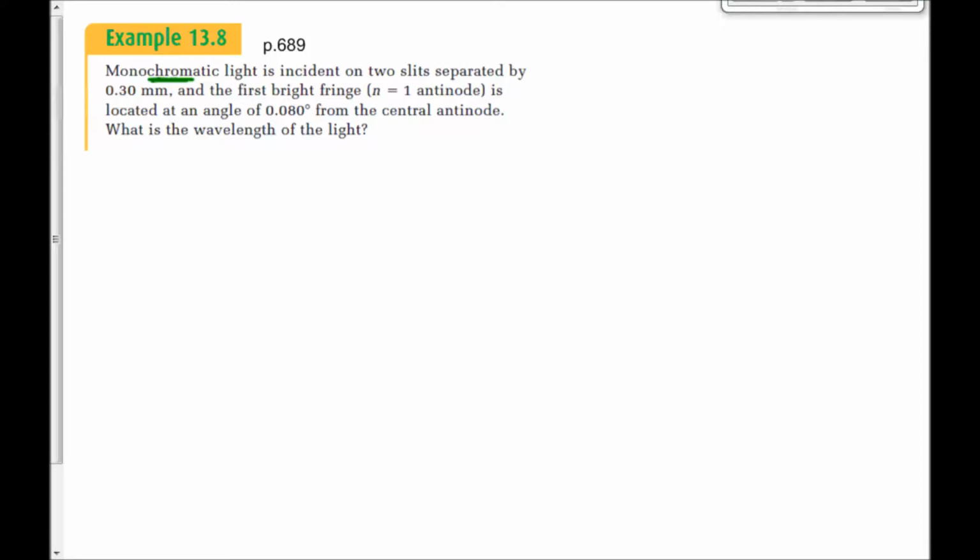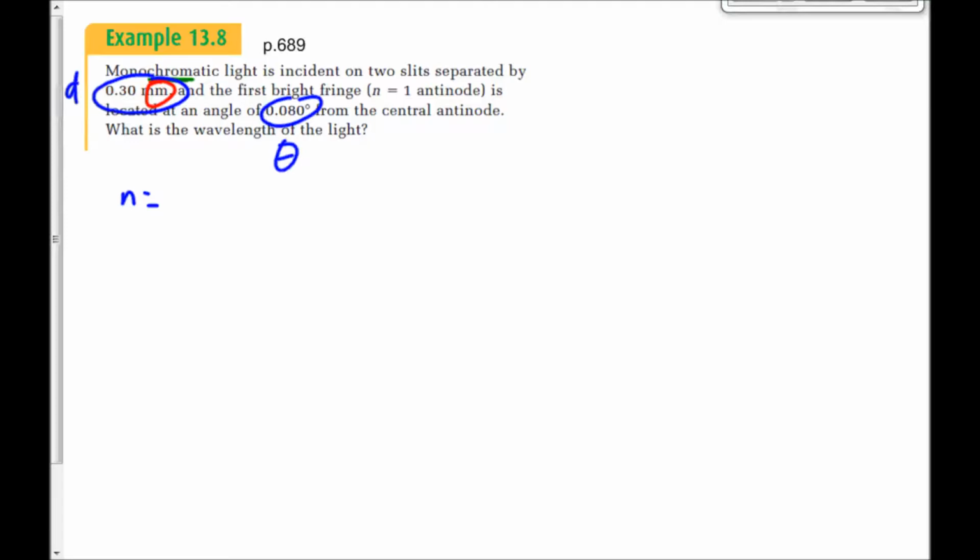They're separated by 0.30 millimeters. I'm going to circle that. The first bright fringe, that's going to be a maximum, is located at 0.080 degrees from the central antinode, the central bright spot. This is going to be theta. And this one, 0.30 millimeters, that's going to be a little d. What's n going to be? They tell me n is equal to 1 here.